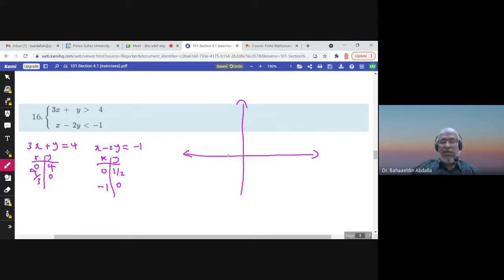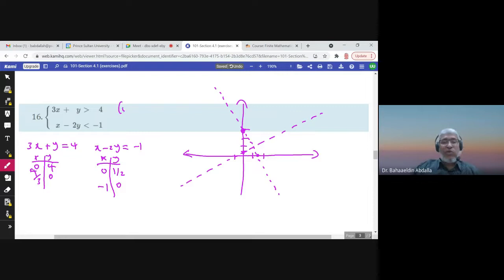The first line, 0, 4, and 4 over 3, 0. There is no equal sign, so the two lines are dashed. This is the graph of the first line. And the second line, 0, half is here, and negative 1 and 0. So this is the graph of the second line.